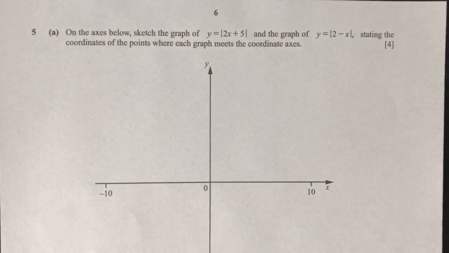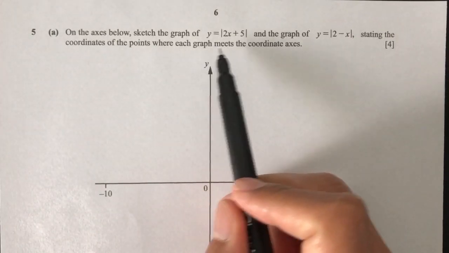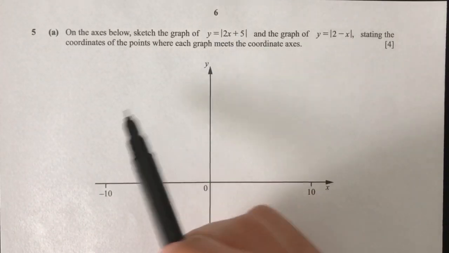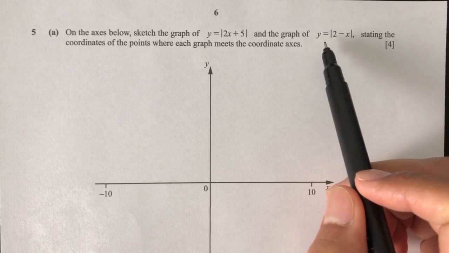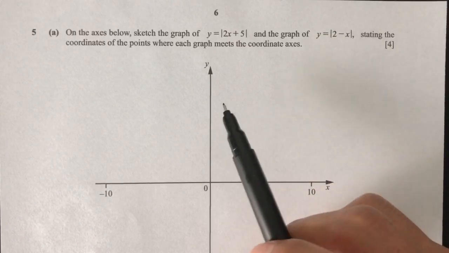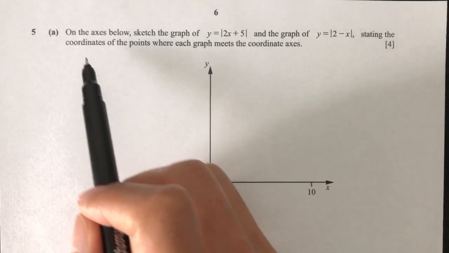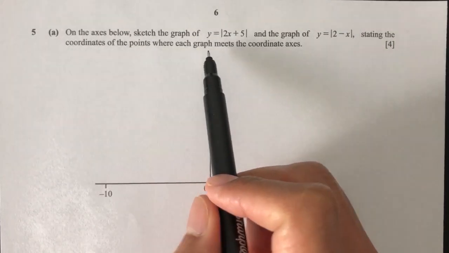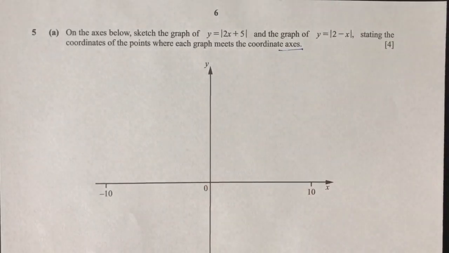Question number 5, part A. On the axis below, sketch the graph of y equals modulus of 2x plus 5 and the graph of y equals modulus of 2x minus 1, stating the coordinates of the points where each graph meets the axis. So let's look at them one by one.